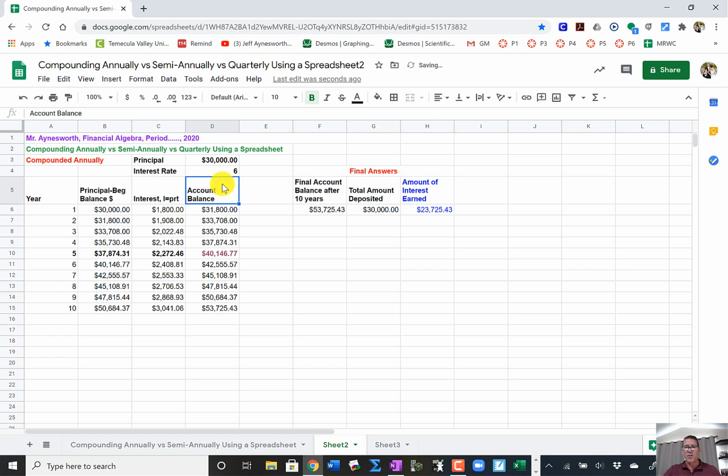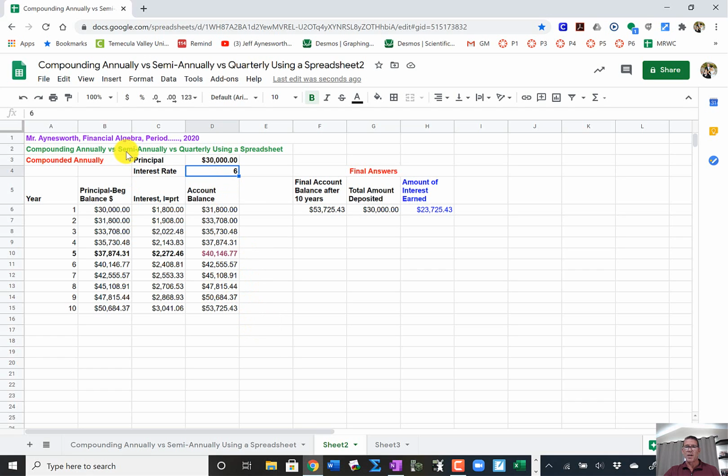So I'm going to put the original values back in, $30,000 principal, and then the interest rate of 6%. We're going to stick with that. But this time we're going to see how money grows over 10 years. We're going to keep the same time period and keep the same principal and keep the same interest rate and just compare the different methods.